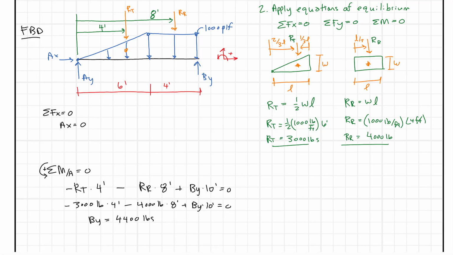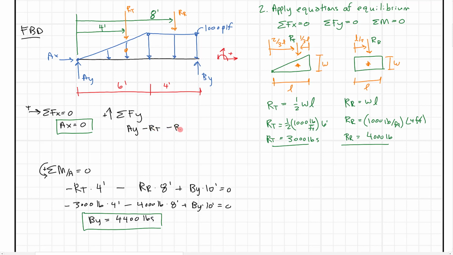Okay, but this is kind of cool because now we have a value, and we get a positive value. It means our arrow is assumed in the right direction. We're good. So we've got 2 of them done, and let's do the last one here. So the last one, what we're going to do is just sum the forces in the y direction. So oftentimes what I'll do is I'll say which way we're assuming is positive. So here we take all the forces that are vertical. So I'm just going to go left to right. So AY minus RT minus RR plus BY equals 0.